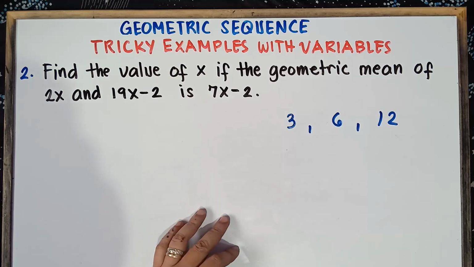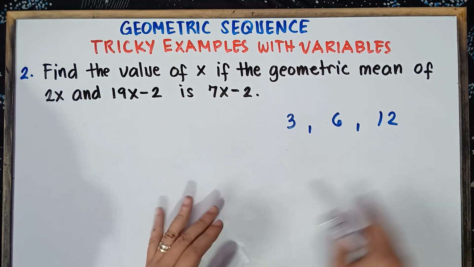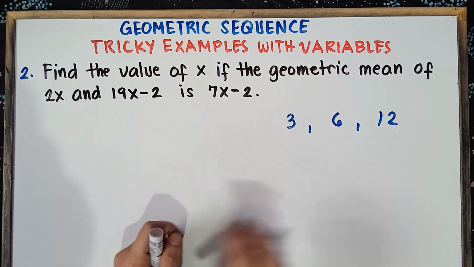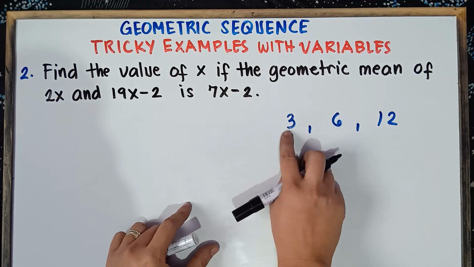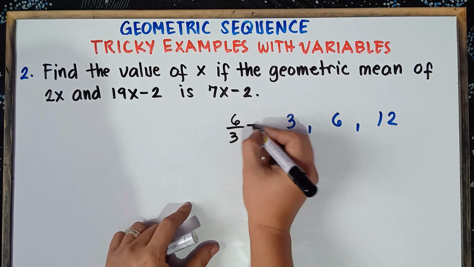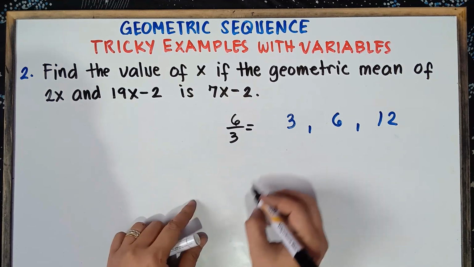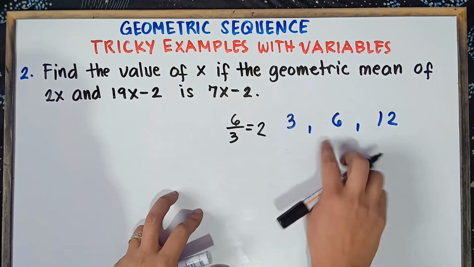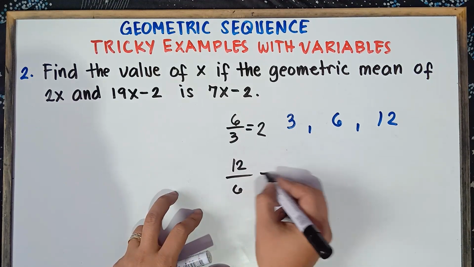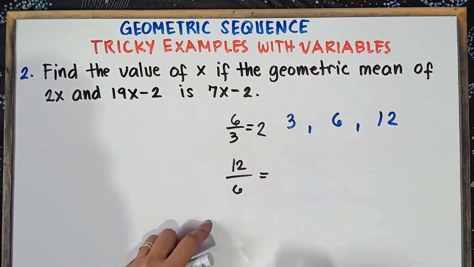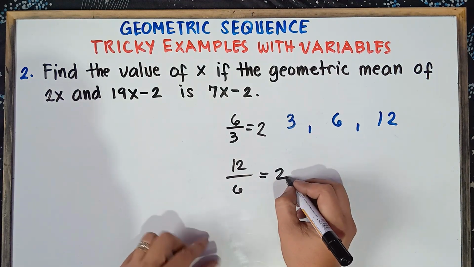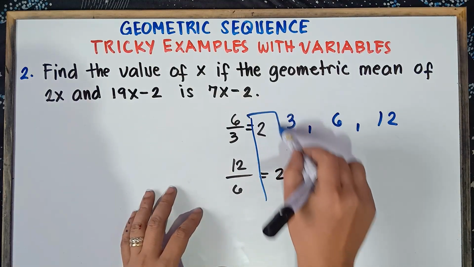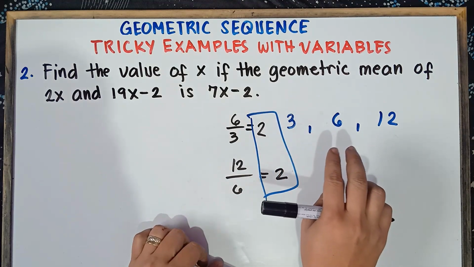Now, how will you know that this is a geometric sequence? You will know that by simply dividing the second term by the first term. 6 divided by 3. What would be the answer, class? That's correct. That would be 2, right? You also divide the third term by the second term. 12 divided by 6. What would be the answer? That's correct. That would be 2. So therefore, if they have the same common ratio, this is a geometric sequence.